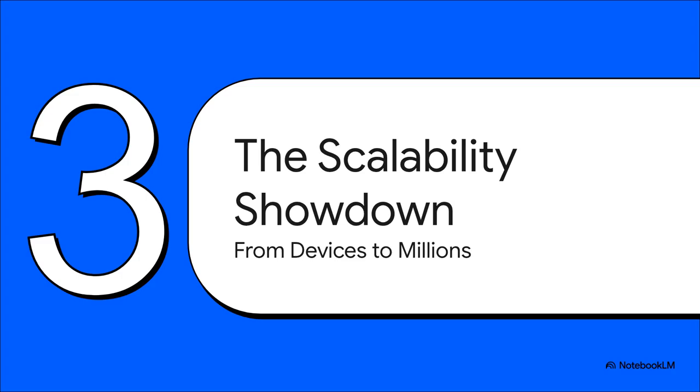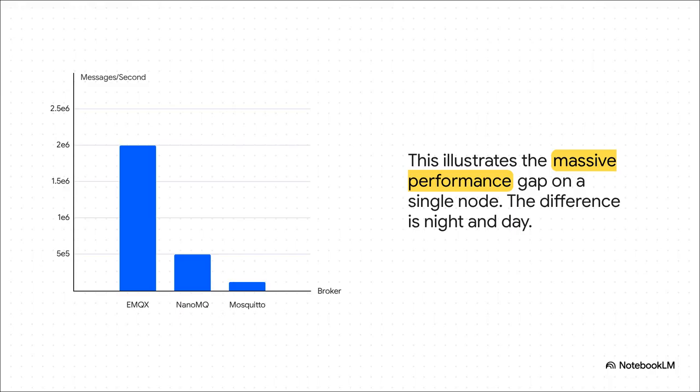Having a strong community is awesome, but let's be real. In the IoT world, it's performance under pressure that really, truly matters. And that brings us to the scalability showdown. This is where we separate the brokers that can run a smart home from the ones that can run a smart city. And whoa, the performance gap here is just staggering.